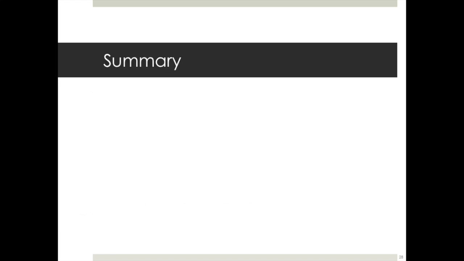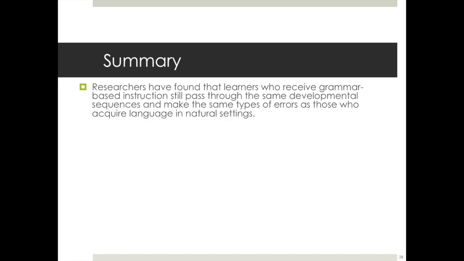As a summary for today's lecture, a few points to take away. First, researchers have found that learners who receive grammar-based instruction will still pass through the same developmental sequences and make the same types of errors as those who acquire language in a natural setting. So whether it is an artificial setting, meaning a classroom where learners receive explicit teaching of grammar, or whether they learn it in a natural setting, they will still go through the same developmental sequences.